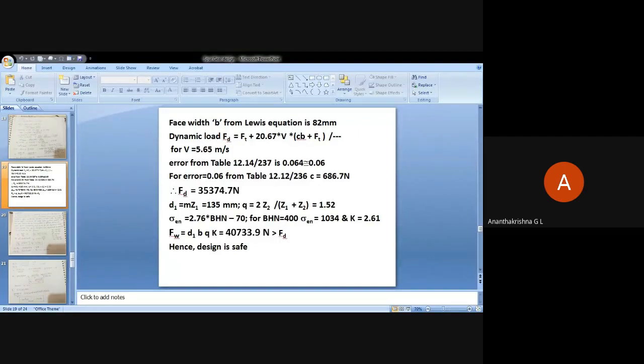Did you get what I said? Give me the value of dynamic load. K3 is 20.67, C is 686.7 Newton, B is 82 mm from the Lewis equation. In the Lewis equation, we found the value of B as 82. Substitute, and FT is 131302.8 divided by the module. So in place of M, substitute 9. Get me the value of dynamic load.